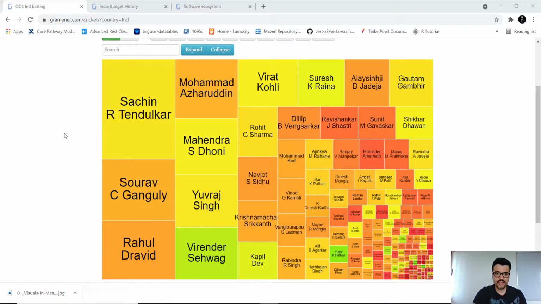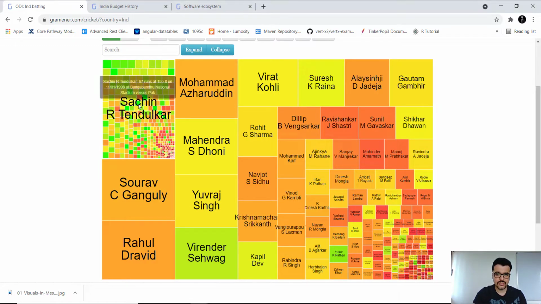Now we can further bifurcate this. When you click on Sachin Tendulkar, you will see his individual innings also, along with his runs and strike rate in each.